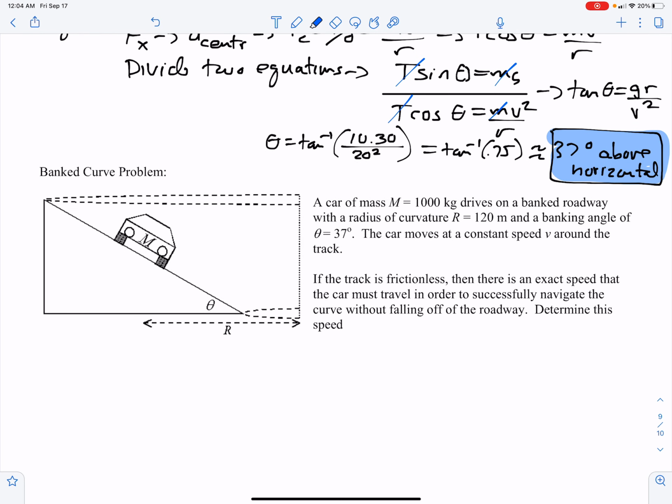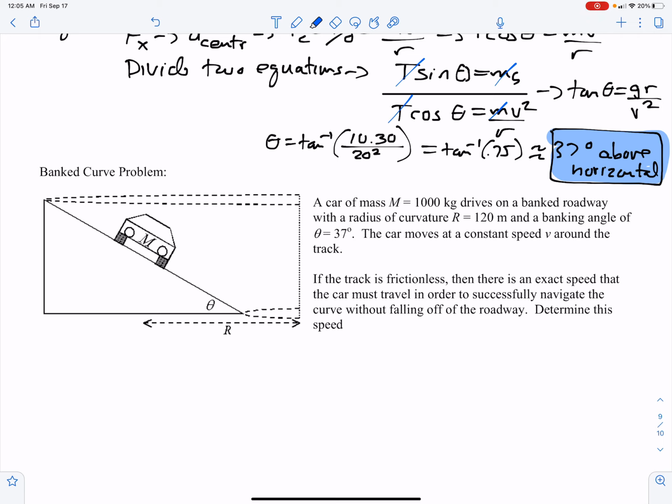The next example is called a banked curve problem. A banked curve is a way for a car to essentially make a turn around a curve without friction in the tires causing it to curve. In other words, the road itself pushes against the car, and a fraction or a component of the normal force is what causes the circular curvature.